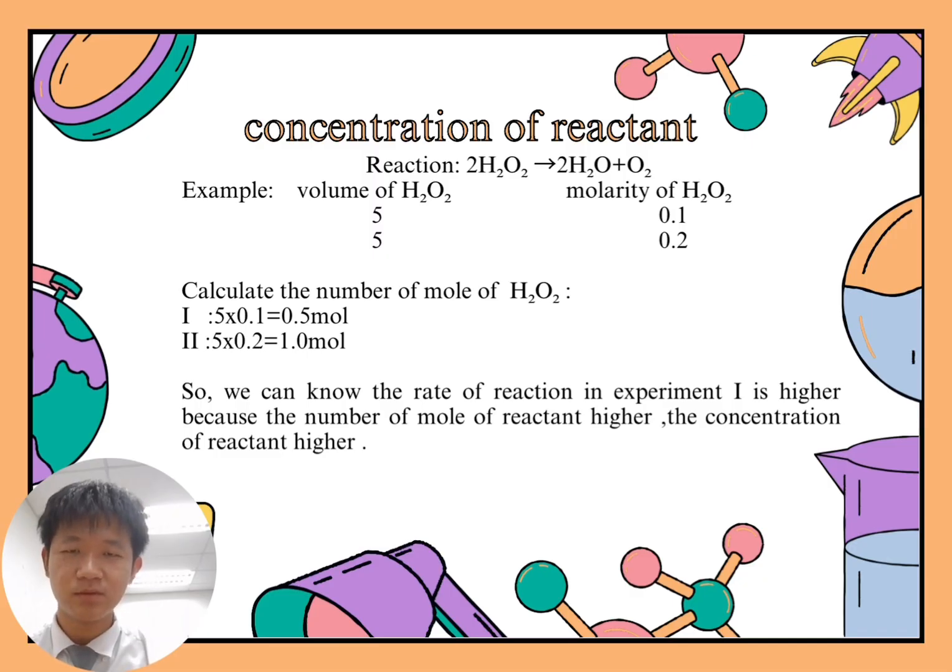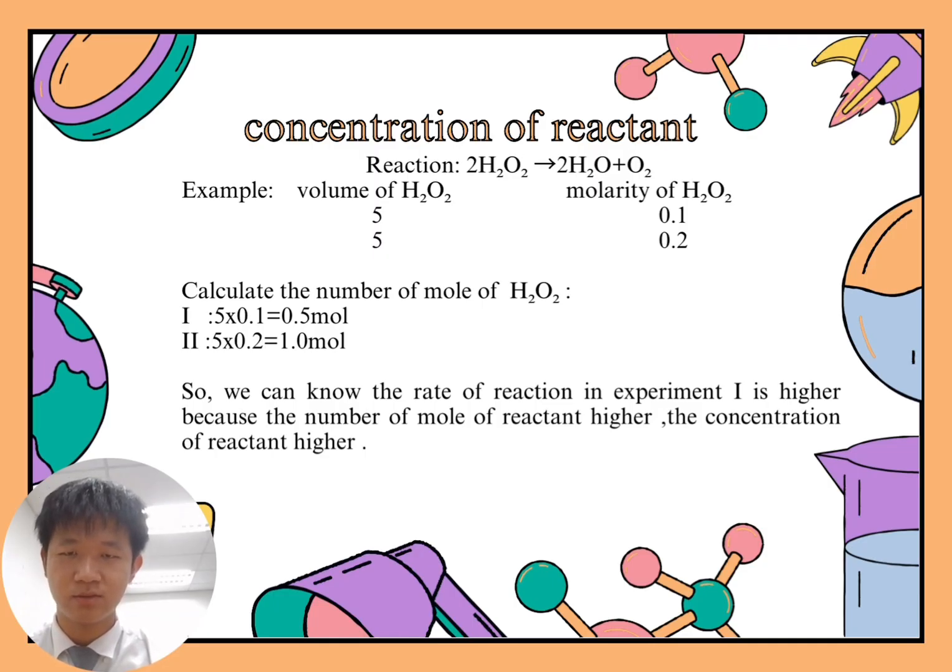How do we know the higher concentration of H2O2? We need to calculate the number of moles of H2O2. In experiment 1, we need to find the number of moles of H2O2. We can calculate the volume times the molarity to know the number of moles. In experiment 1, the molarity is 0.1, then we get the number of moles is 0.5.